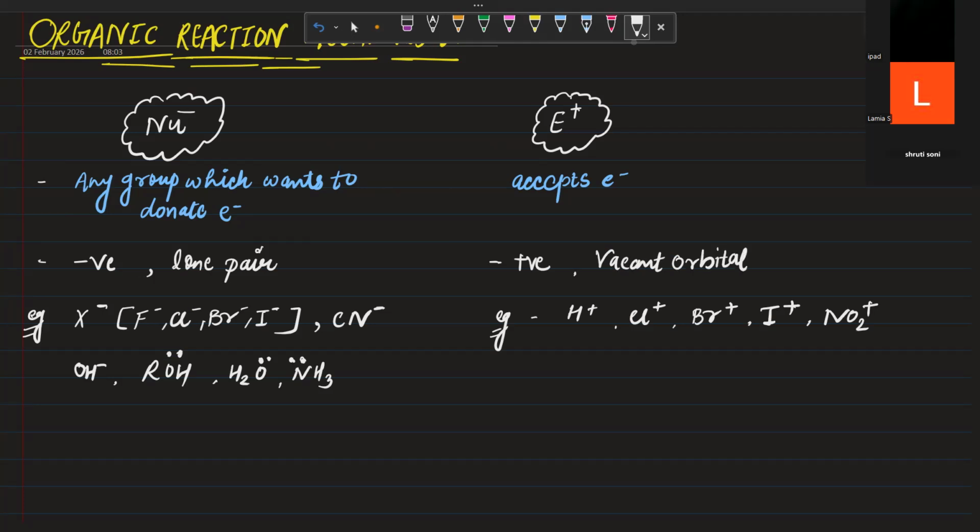What is a vacant orbital? A vacant orbital can accept electrons, right? Yes, very good. BF3 and AlCl3. Usually they're p, d, and f orbitals, right? Yes, majorly p.